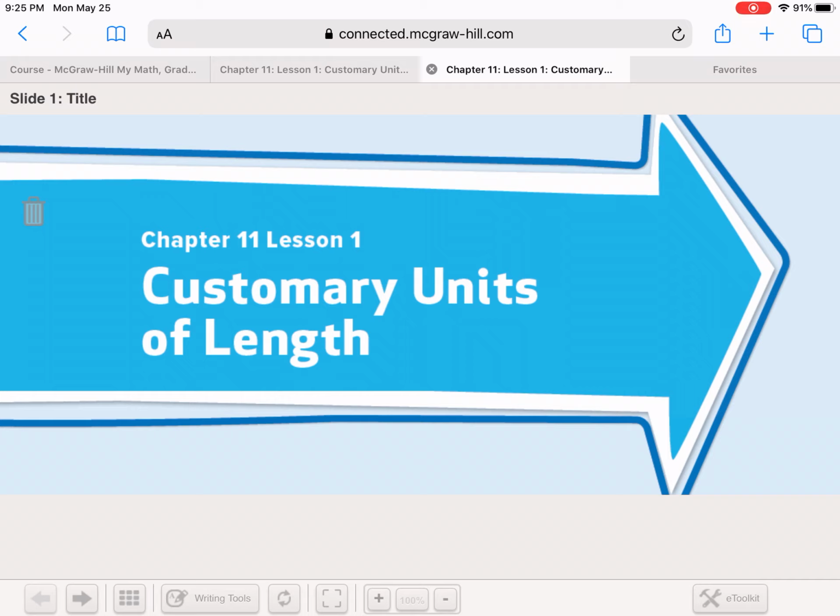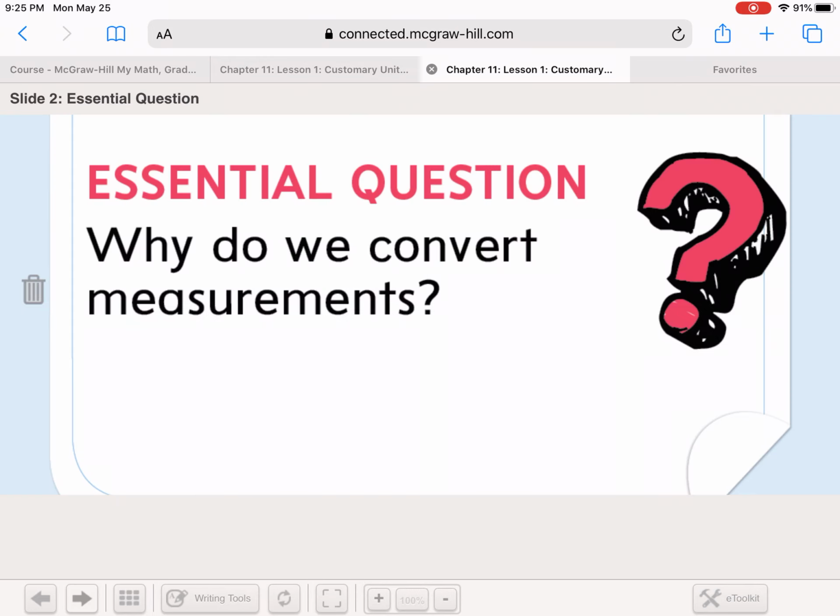All right, so today we're going to talk about customary units of length. Inch, quarter inch, half inch, okay? Why do we convert measurements? Well, because not everybody uses our measuring system. Only the United States uses our measuring system. Other countries use different measuring systems.